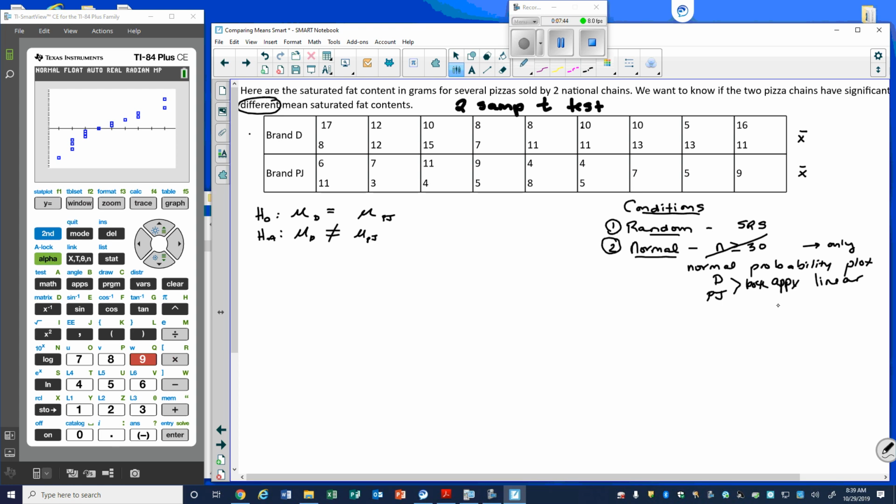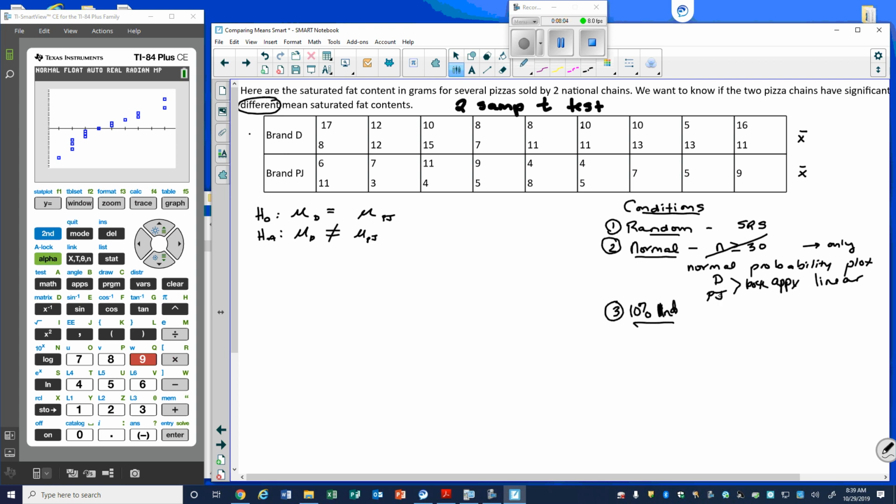So I'm just going to make a note here that they are both approximately linear, and that takes care of my normal condition. Now again, if your sample size was greater than or equal to 30, this is not needed. You could just stop right here. Your third and final condition is your 10% check for independence. And that is based on your sample size.